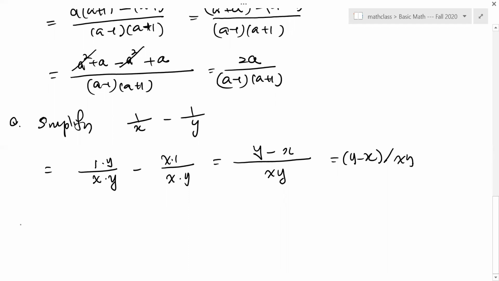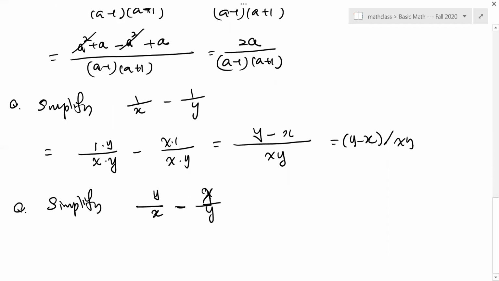Right. So now I'm going to make a slight difference. Combine them into one fraction. I just call it simplify. So here's y over x and x over y. Slightly more difficult. Okay, can you do that? You can use a formula.